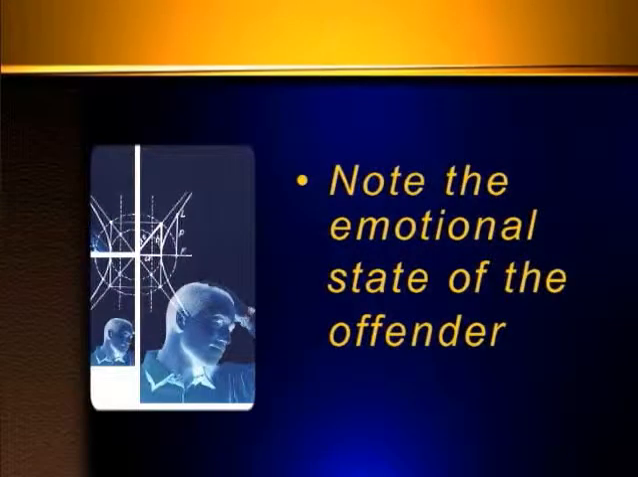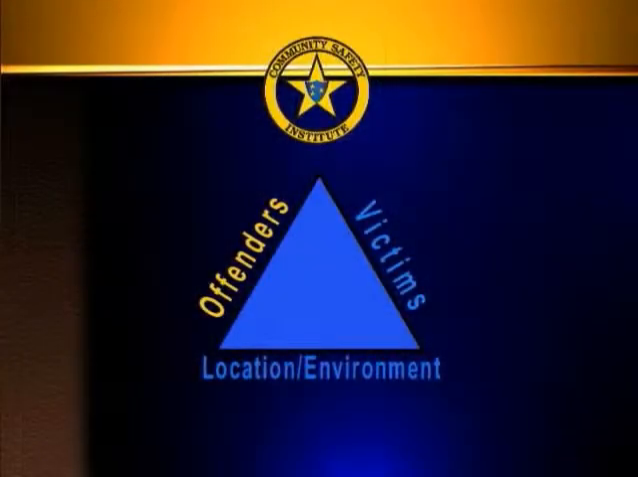What do you observe about their emotional state? Are they calm and controlled, or are they frantic and totally out of control? In this stage of the RAIN model, we want to gather as much information as quickly as possible. Obviously, as we've said before, if there's no offender, or if you cannot see him or observe his movements, you may want to move on to the next side of the incident triangle.